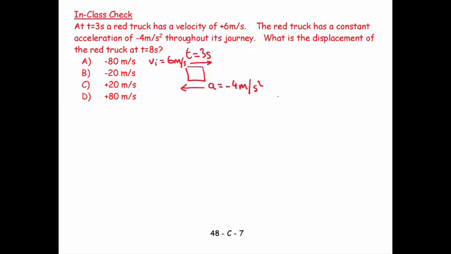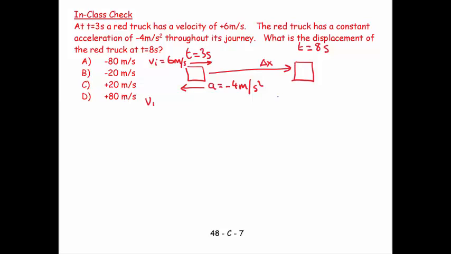Okay, so we're traveling in this direction. We've got a negative acceleration, so we're slowing down, but I'm going to do my displacement in that direction because that's the direction we're heading in the beginning. I'm going to say here's the truck at the end. My time is equal to 8 seconds, and I want to know displacement. Again, I have to visualize. I no longer look at the words. Once I've got the diagram, I don't look at the words.